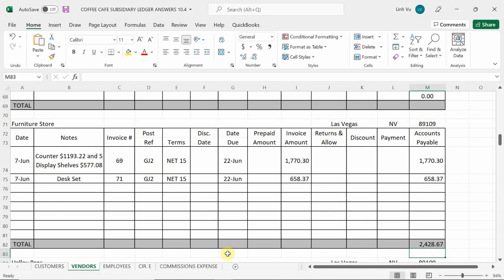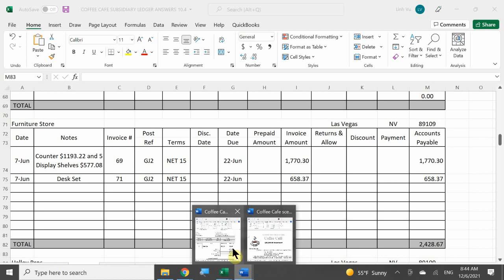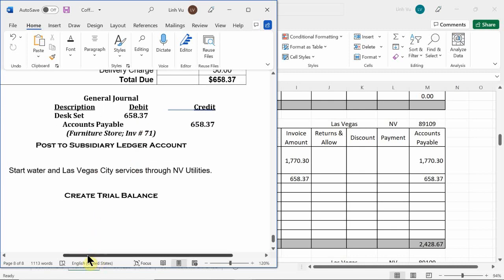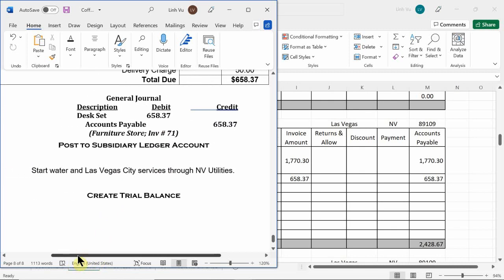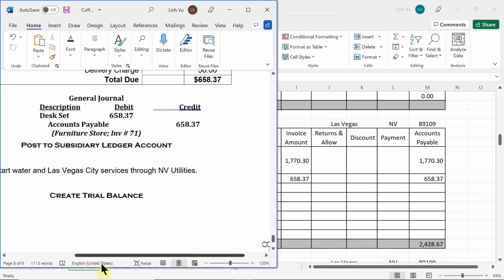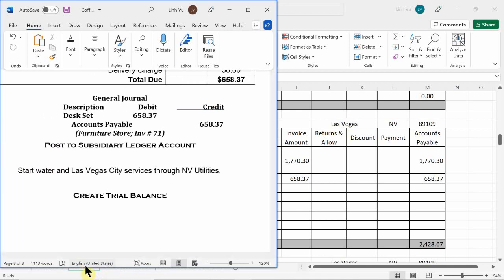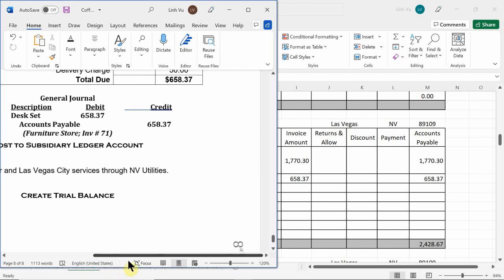Now, let's go ahead and take a look at what is next. So, next right here, it says that we started the water and the Las Vegas City services. Trash services, recycling services, all of those things like sweep floor cleaning, street cleaning, all of those are going to be considered Las Vegas City services. And of course, we started it through NV Utilities.